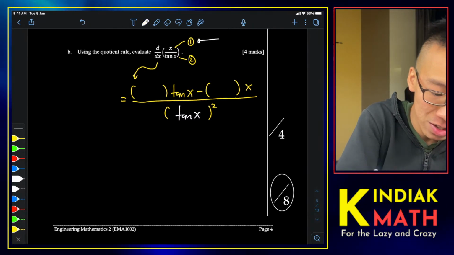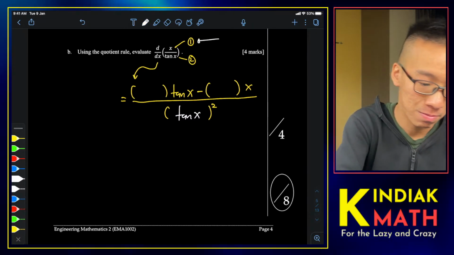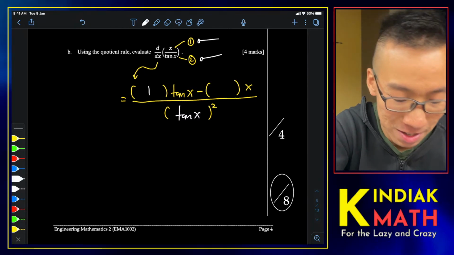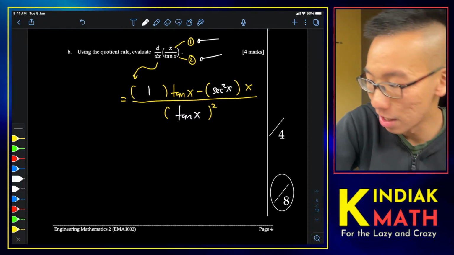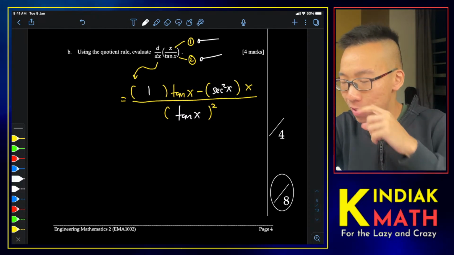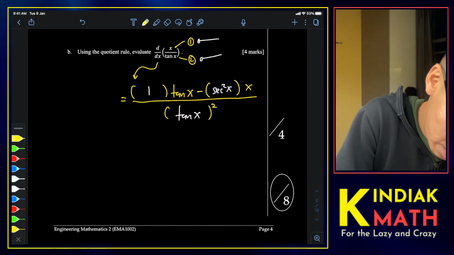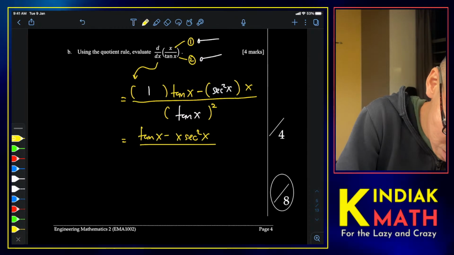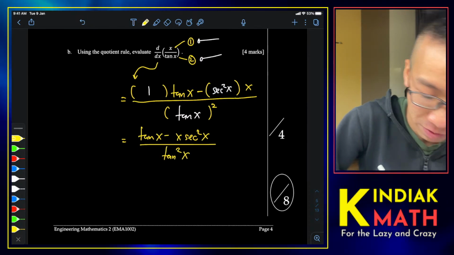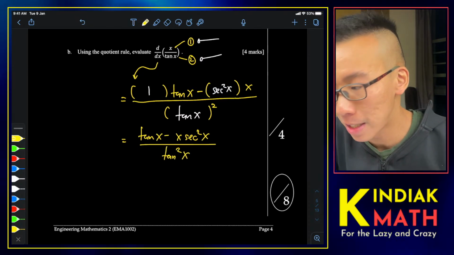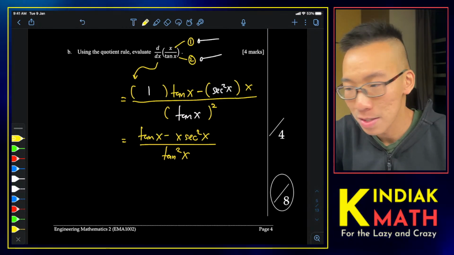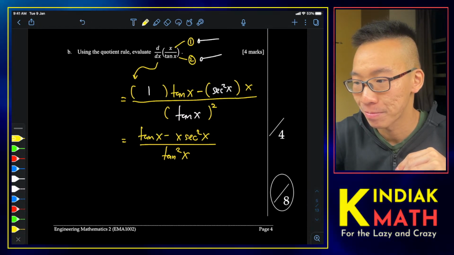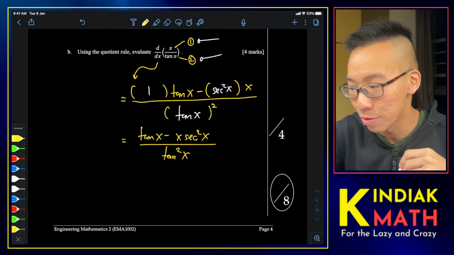Now to differentiate the first term, that's differentiating x. To differentiate the second term, that is to differentiate the tangent of x. So that simplifies to tangent of x minus x secant squared x all over the square of tangent of x. And there doesn't seem to be a simple way to simplify this, so this looks just about right. So that's the use of the quotient rule.